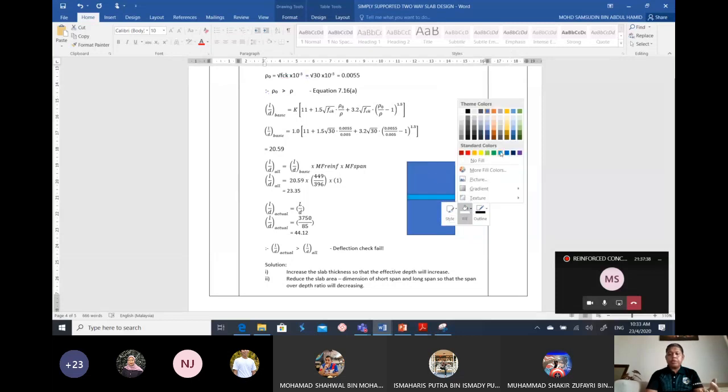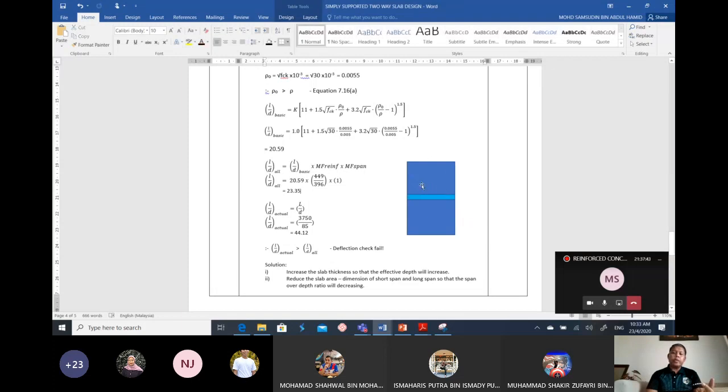By reducing this slab area, absolutely we can reduce the effective depth and also the Lx here. So we can reduce the L over d actual, therefore absolutely our slab will pass. When you have changed the parameters here, you have to do the recalculation and redesign from the start.